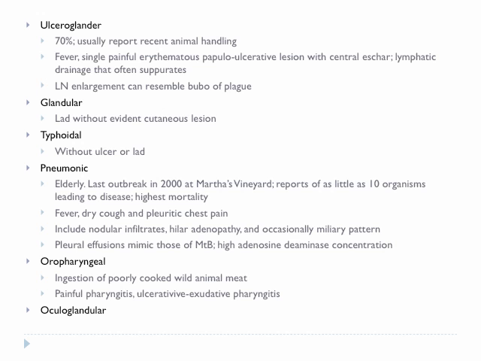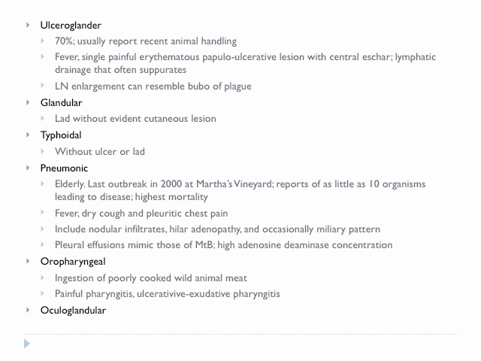So we have 6 clinical manifestations of tularemia. The one that we're most familiar with is ulceroglandular tularemia. In fact, this is 70% of the cases. Usually the patients report recent animal handling, fever, single painful ulcerative lesion with central eschar, and lymphatic drainage that often suppurates is the hallmark. Lymph node enlargement can resemble a bubo of plague.